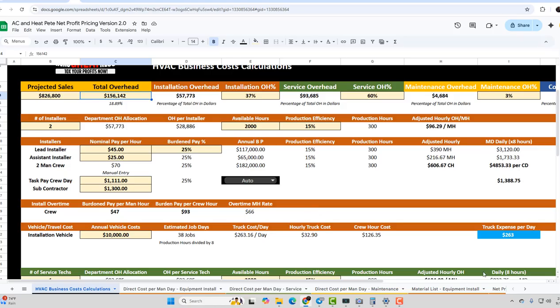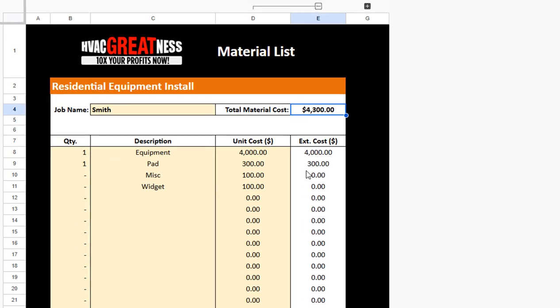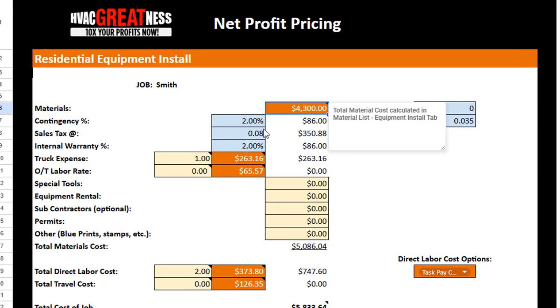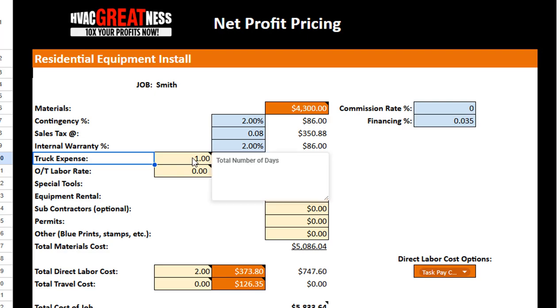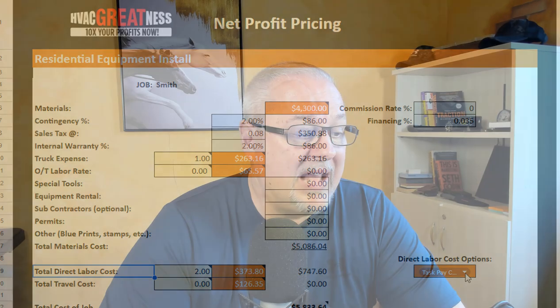First of all, I want to go to my install, and I'm going to go in on this job that I'm going to call Smith. I have $4,300 worth of stuff: equipment, pad, line set, whatever that is. All that imports over here on your calculator, and then your sales tax, your truck expense. So this is a one-day job. The truck's parked there for a day, and I've got two man days, two men there one day, and I'm paying them task pay. I'm only paying them for that hour.